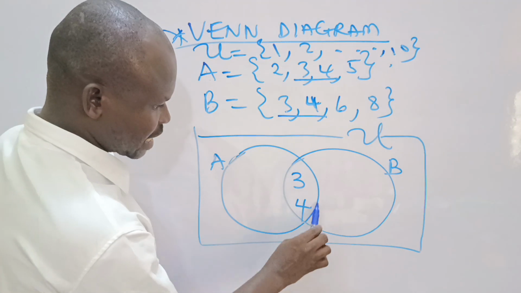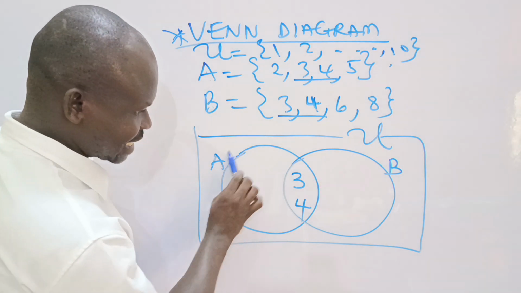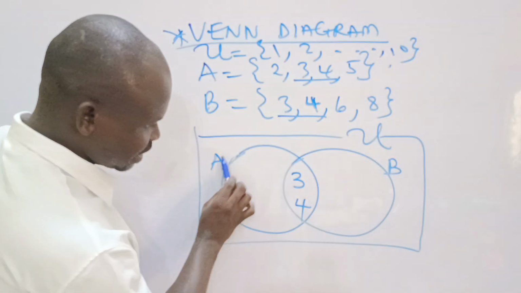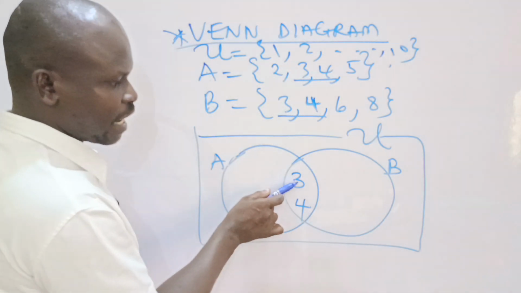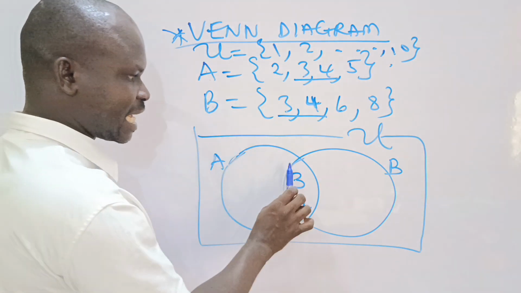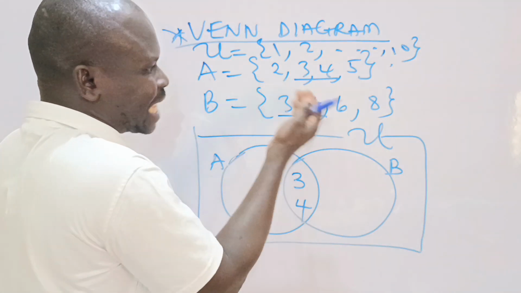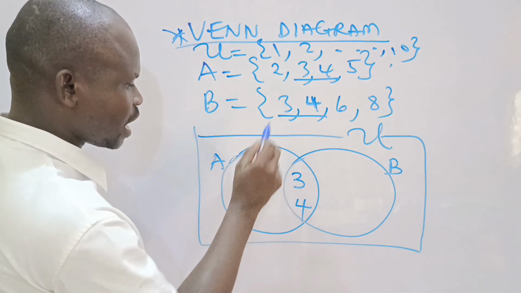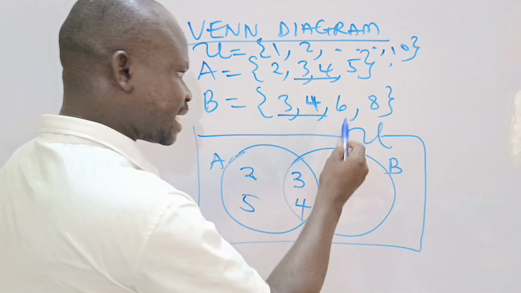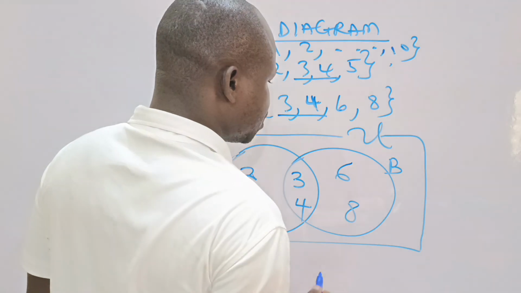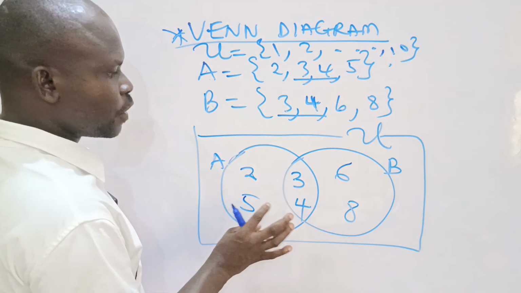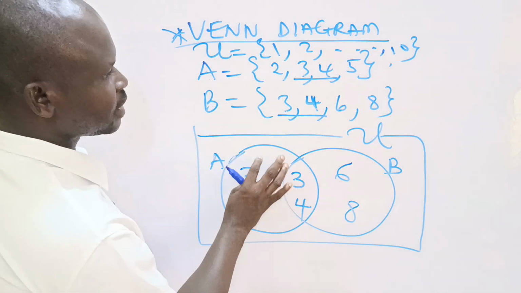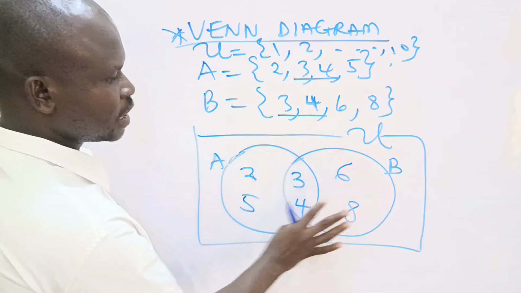If you consider the first set A, which is this circle, 3 and 4 appear there. If you consider set B, 3 and 4 also appear there. So what are the leftovers that we have? In A, we have 2, which we don't have in B, and we also have 5. Then in set B, we have 6 and 8. So we have been able to place all these 6 elements which belong to A and B in this diagram.